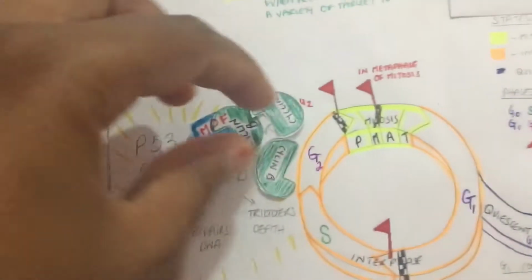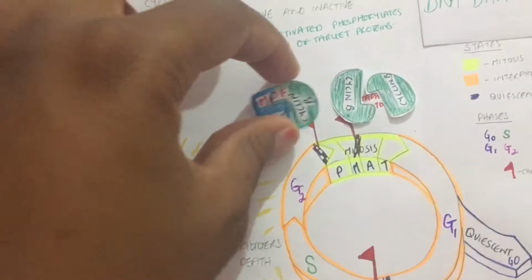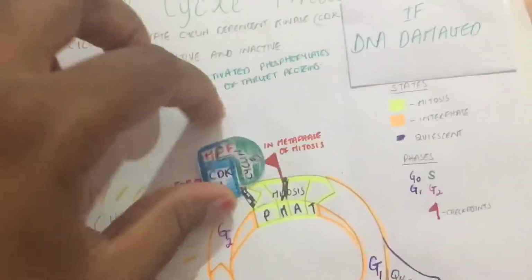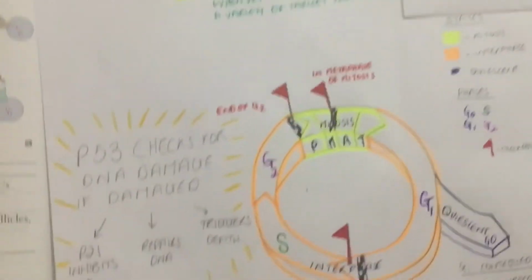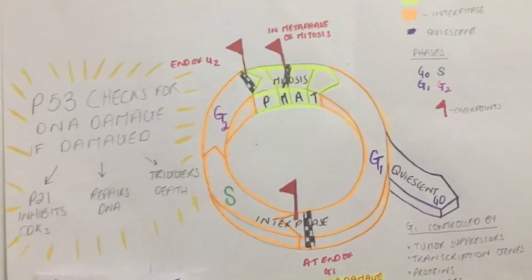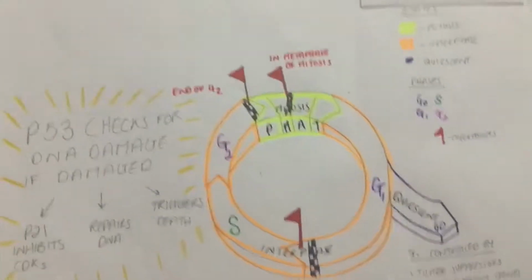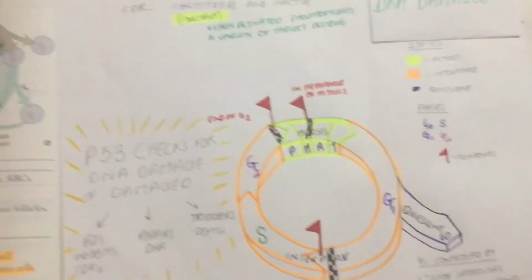Now once the cell has been pushed into mitosis, the same CDK1 will break down the cyclins. So the cyclin B's will decrease, and the CDKs will obviously remain constant. So now that the cyclin B has decreased, the cell will now know that it has completed mitosis.